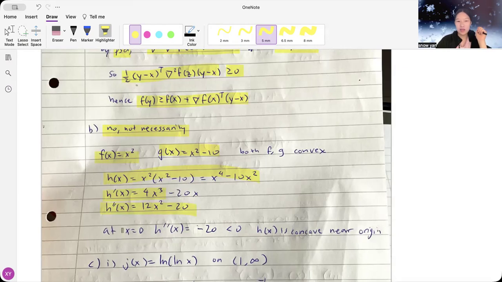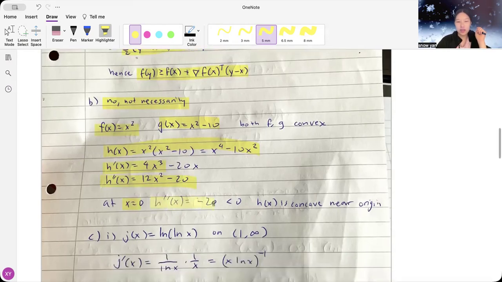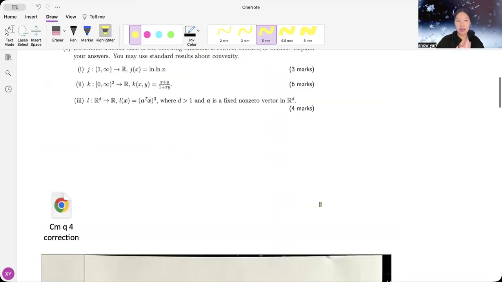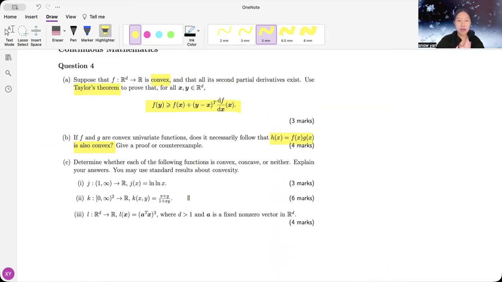So let's just say x equals 0. Our second derivative of h is negative, which means that it's concave. Even though f and g are convex functions that we originally started off with, we designed it in such a way that we have this minus 10 times x squared. So we're definitely going to get a negative term, and we make sure this negative term is big enough so that it becomes negative. So we get concave near the origin, and it's a counterexample.